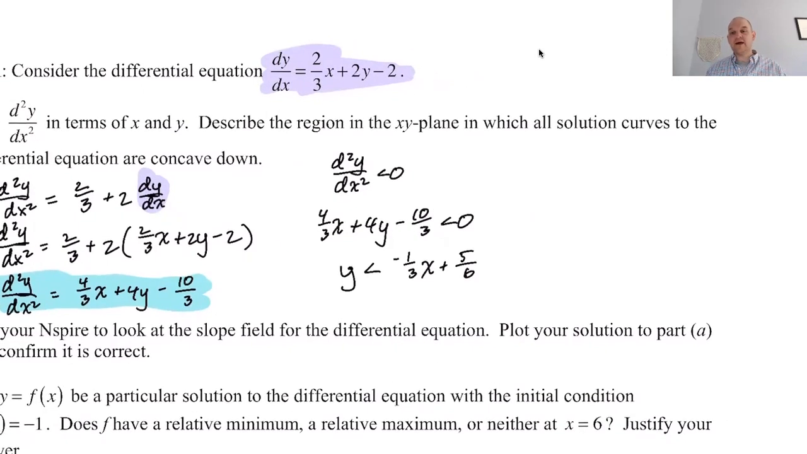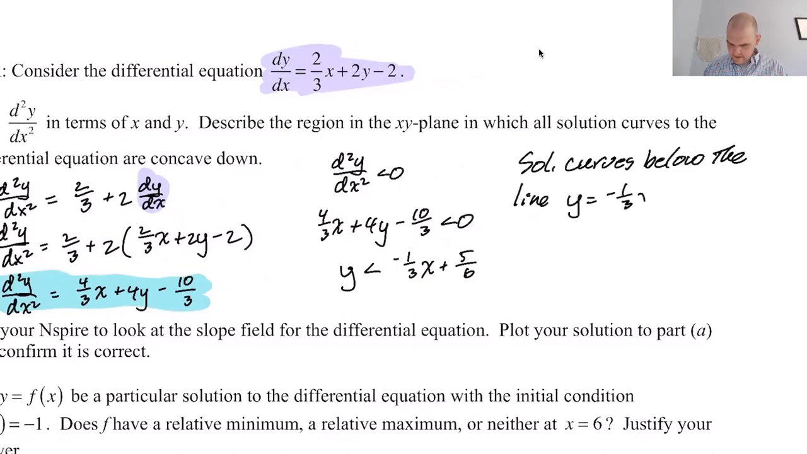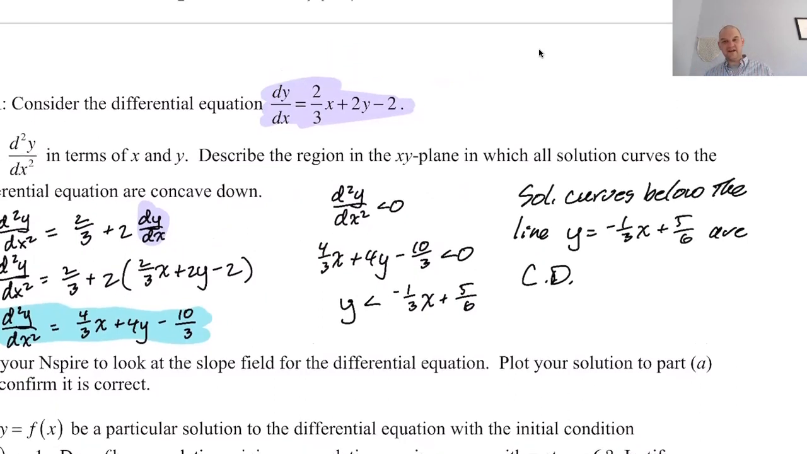Okay, so I think that anytime this relationship is true, I'm going to say solution curves below the line y equals negative 1/3 x plus 5/6 are concave down. Okay, so where did I get that idea from?